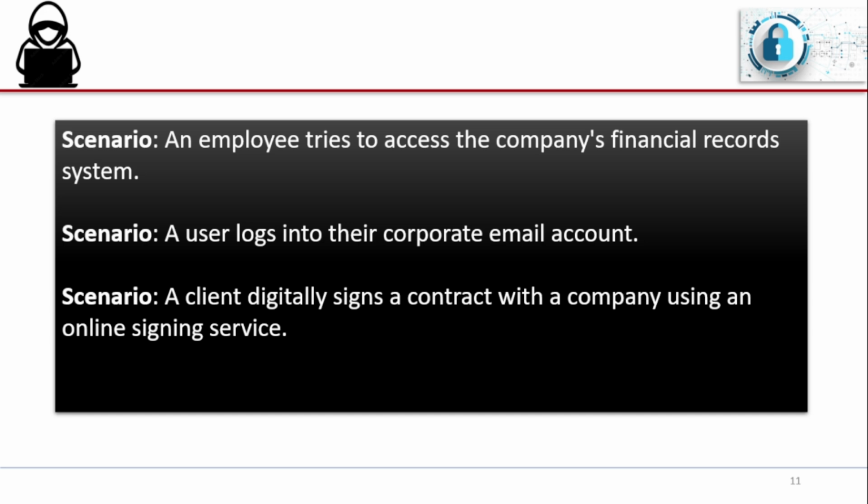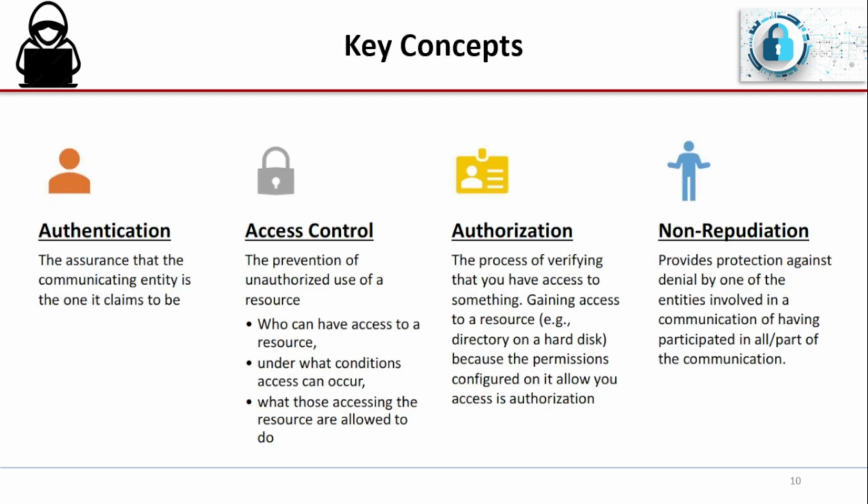Here are a few scenarios to give you a better understanding of these concepts. One: an employee tries to access the company's financial record system. What is represented in this scenario? Just to keep the biometric example in mind, he is trying to access a certain building or certain financial records, and the system is in the process of verifying whether the person is exactly the same person or not. It is authentication.